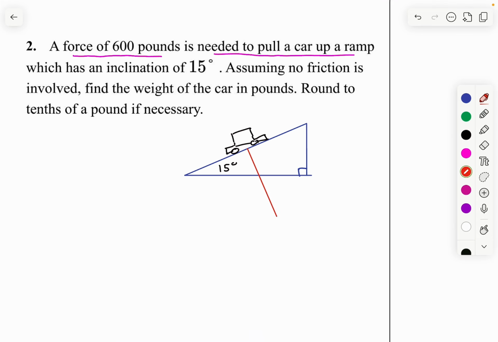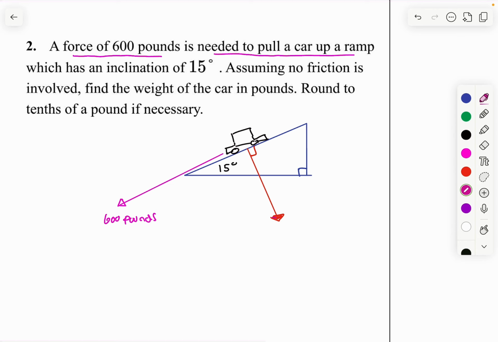So in short, we have the car's weight being distributed in two directions. One direction is right here against the ramp, again at a right angle. And then the other one is this 600 pounds going in this direction. So that's 600 pounds. I don't know the weight against the ramp here.